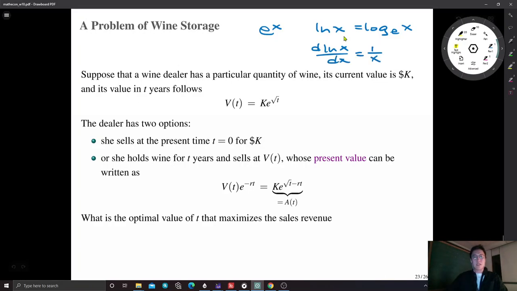Okay. So now in this video, I'm going to illustrate how this fact, that the derivative of the natural logarithm is the reciprocal, is applied to economic problems. You're going to see why the natural logarithm is widely applied to economics. The derivative of the natural logarithm can be used to measure the growth rate of some variable.